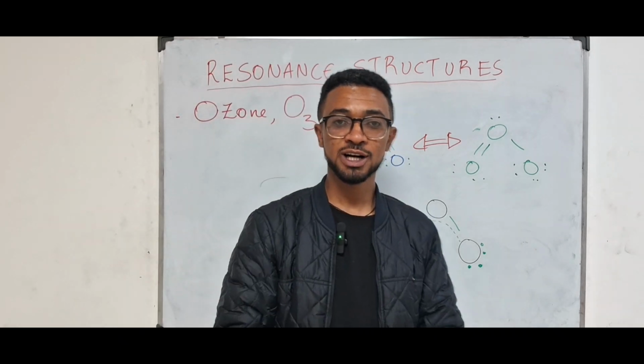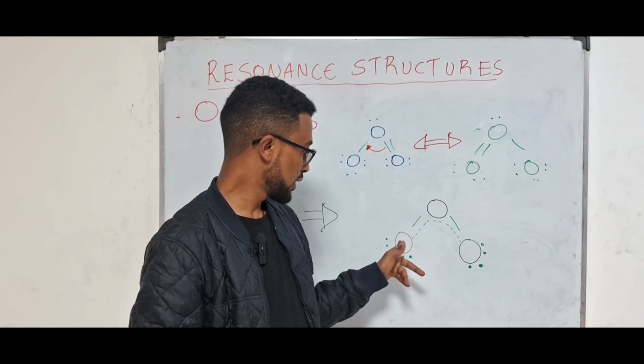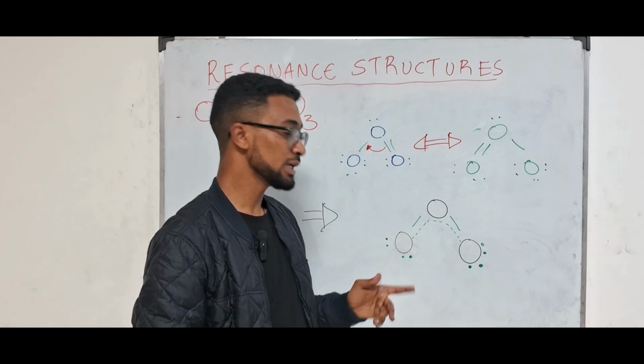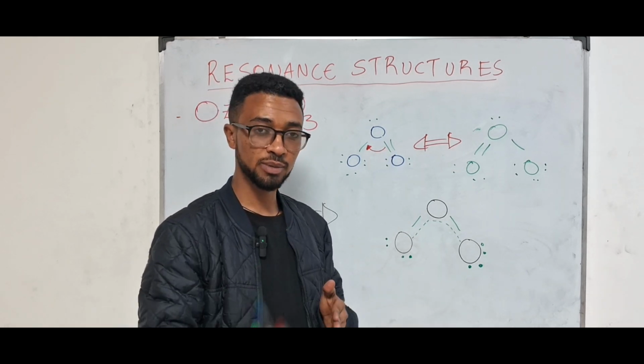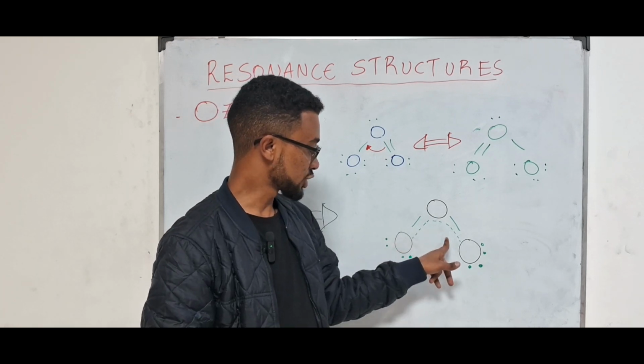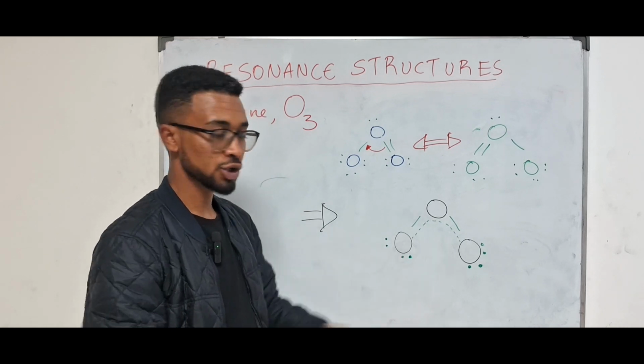So the actual structure of ozone looks like something like this. As you can see, we have represented this double bond. We don't know where the double bond will be at a time, so we represent it by dashed lines. Okay, this is the resonance hybrid structure of ozone.